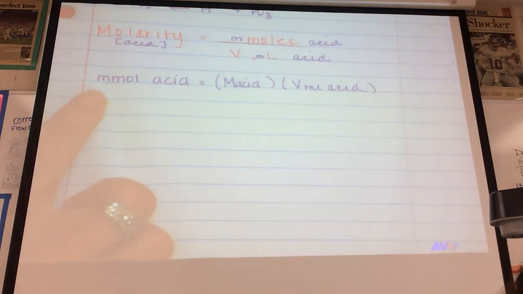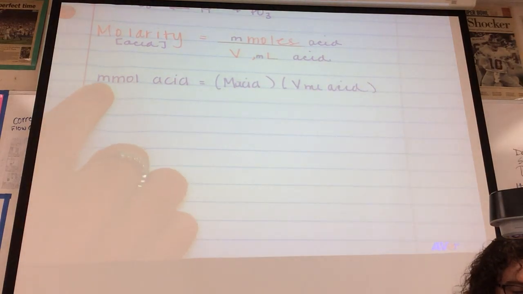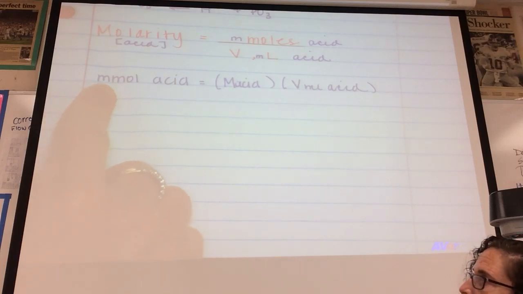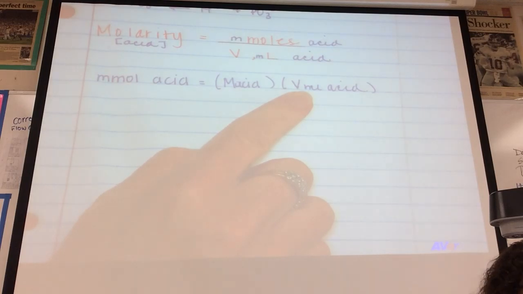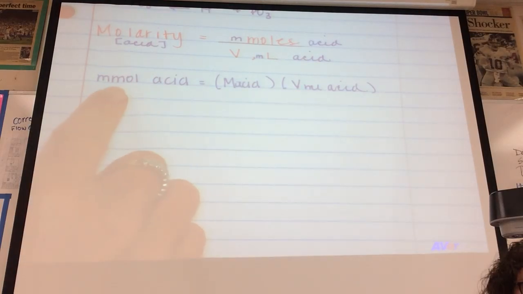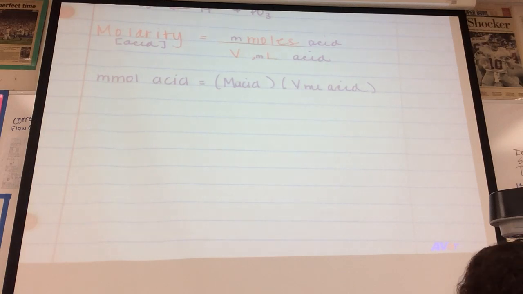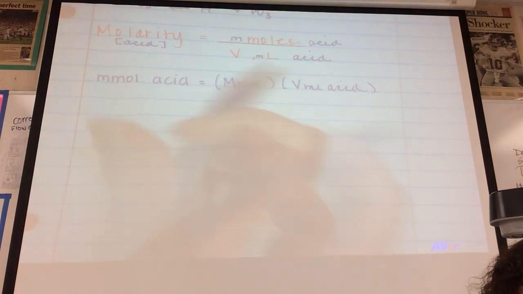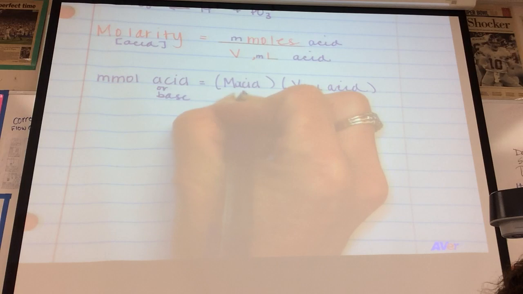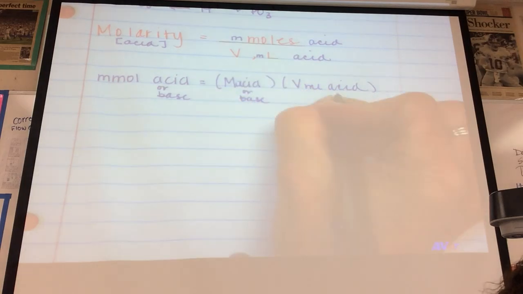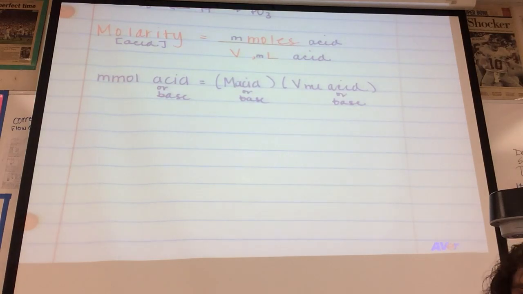And so we're going to introduce a new unit, if you will, millimoles. You've seen it before, but we haven't done much with it. If your volume is small and in mLs, it's much easier to get millimoles as opposed to moles, because you don't have to start converting and converting back. It's just not worth it. Same thing for the base. So this is going to be millimoles of acid or base. And you'll see where that comes into play in just a few minutes.